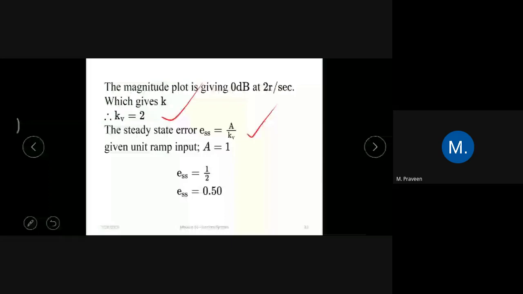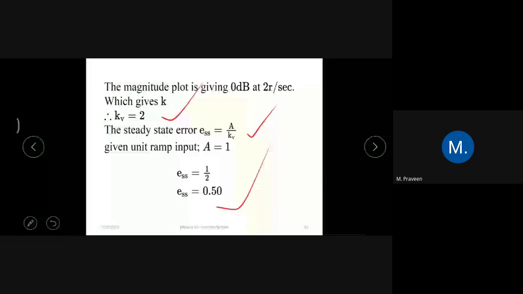Maybe instead of unit ramp, if they give some other number, for example a ramp with amplitude 2, then I should go for 2 by Kv. Since it is a unit ramp, I am taking 1 by Kv. Since Kv is equal to 2, ess is equal to 0.5. So the steady state error is 0.5.